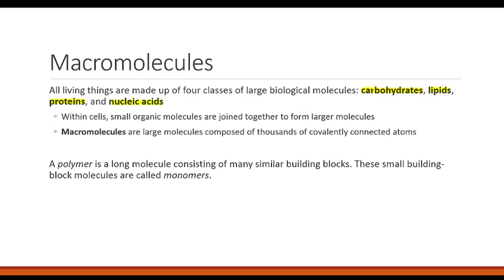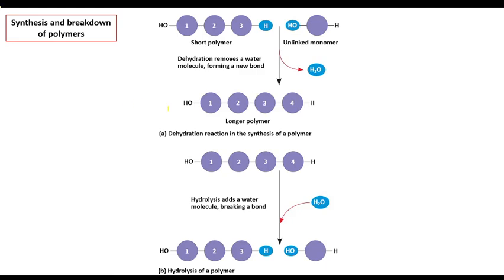It's worth noting that carbohydrates, proteins, and nucleic acids are what we call polymers. These polymers are long molecules consisting of many similar building blocks. They are formed by piecing together small building block molecules, which we will call monomers. An example of that is amino acids joining together to form proteins. When polymers are made, they are made by dehydration reaction.